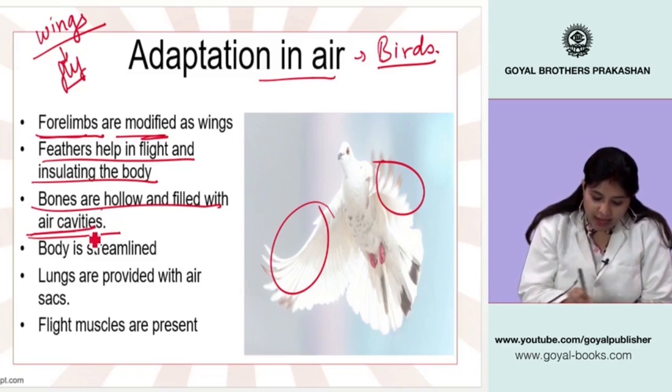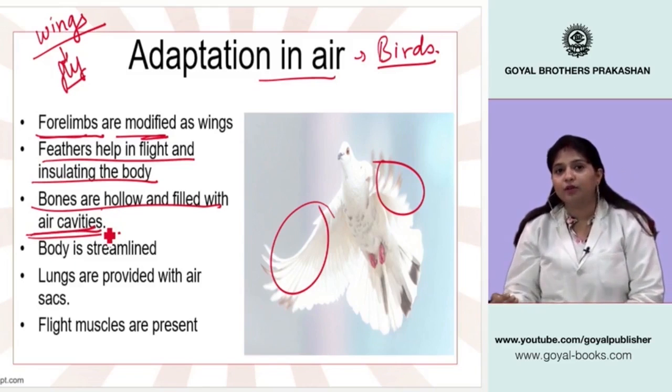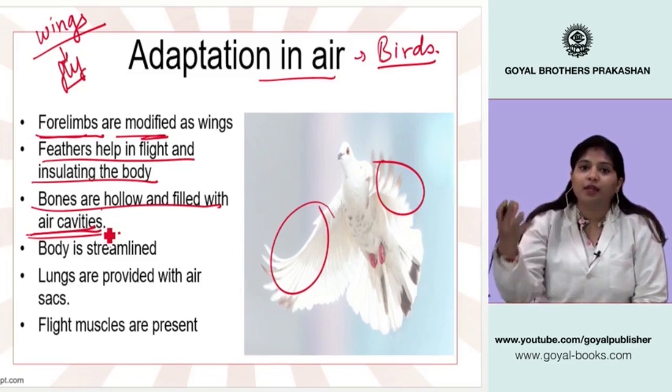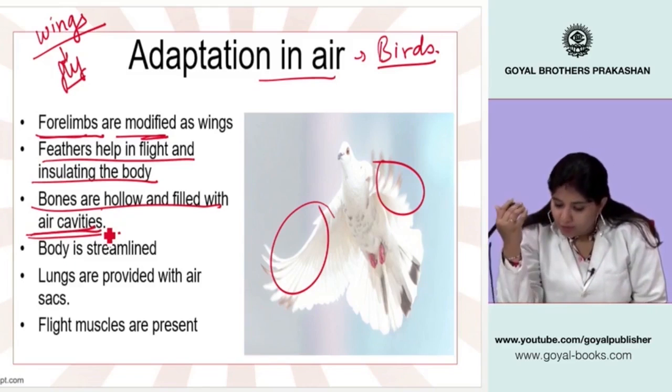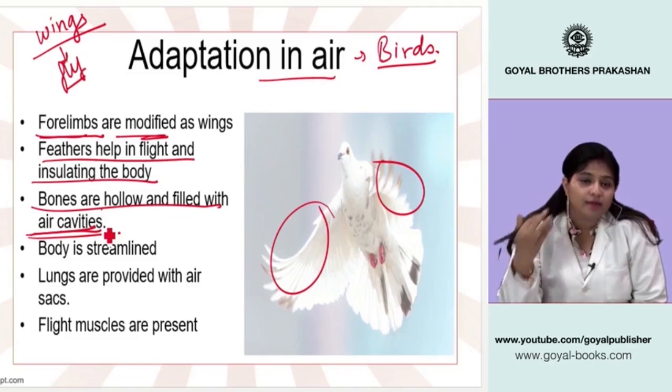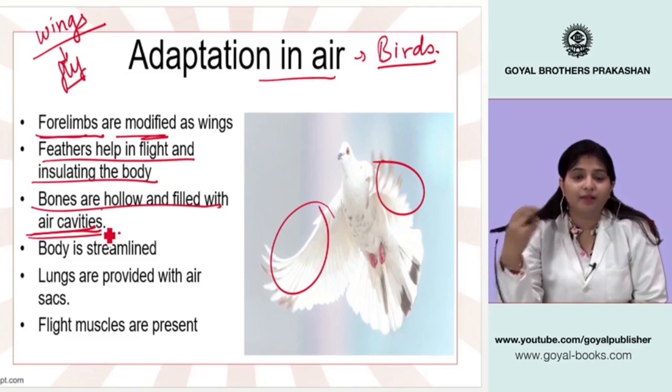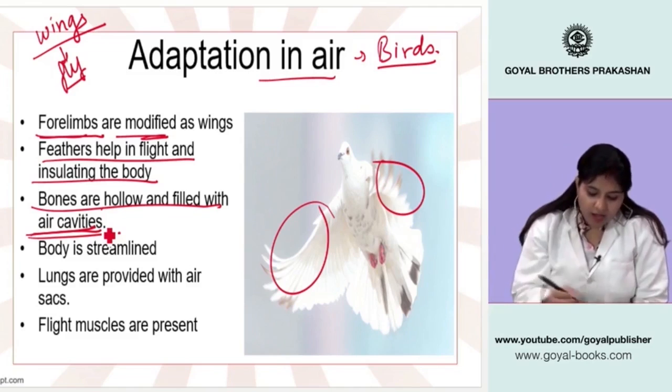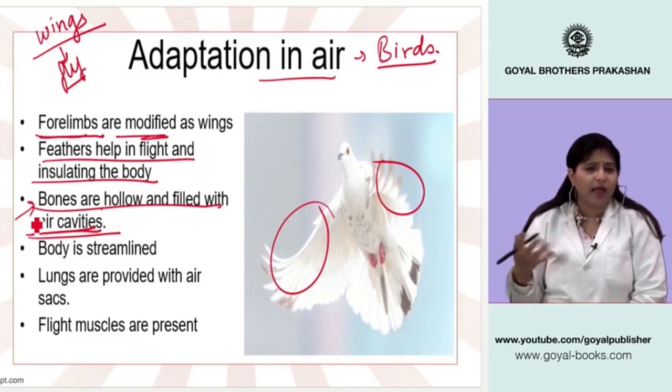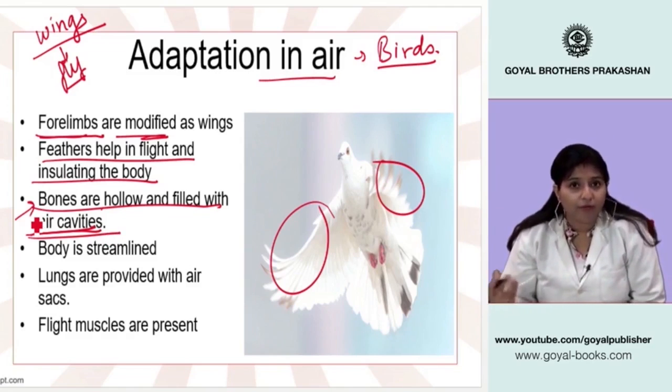They are filled with air cavities. Again, the reason is to create a light bodied animal, right? Because of this, they can easily fly and are easily airborne. So we see how there are different kinds of adaptations which help a particular bird in flying.